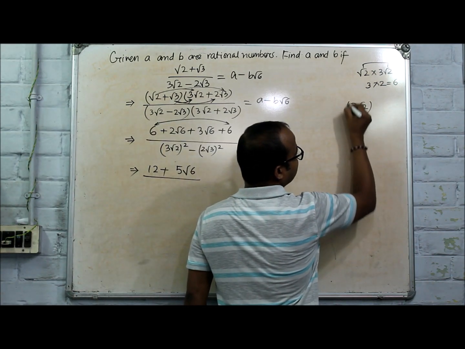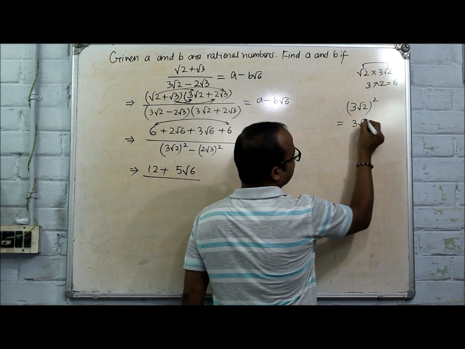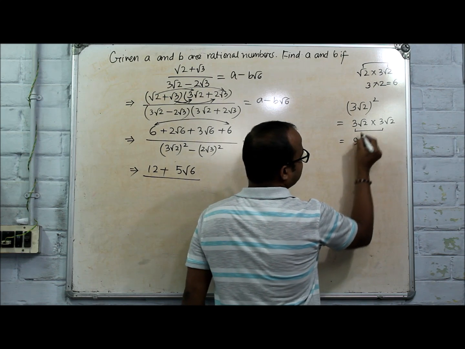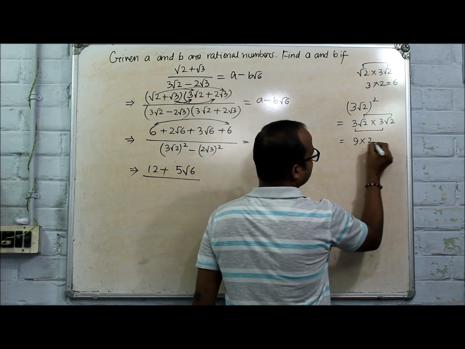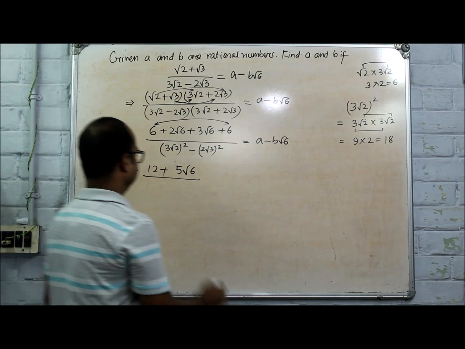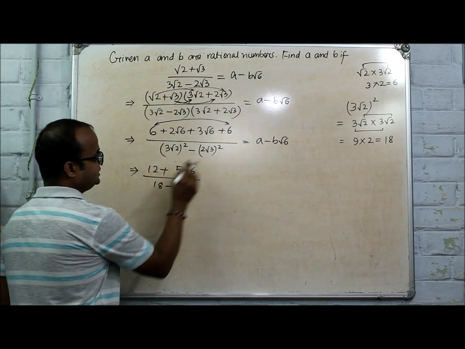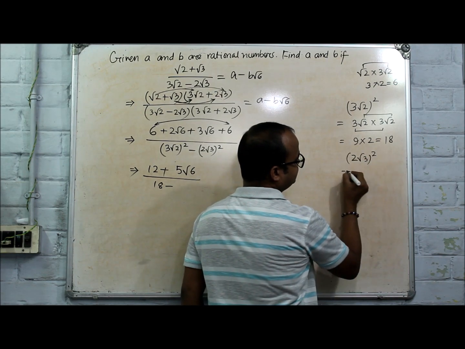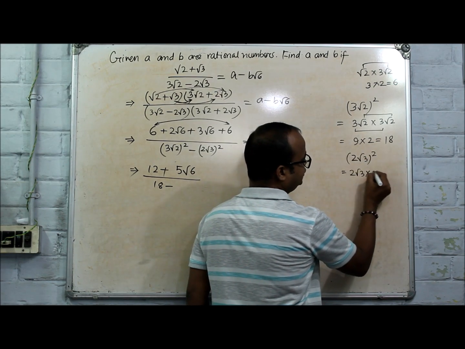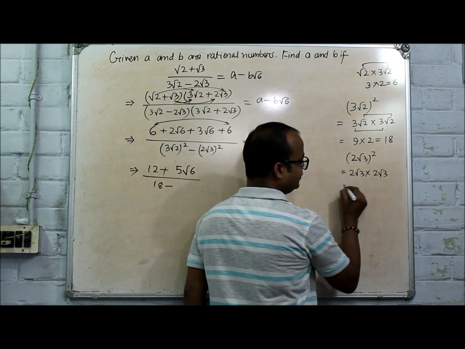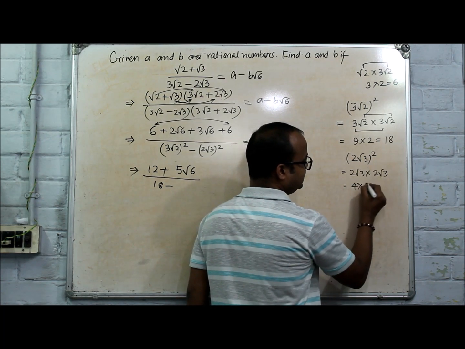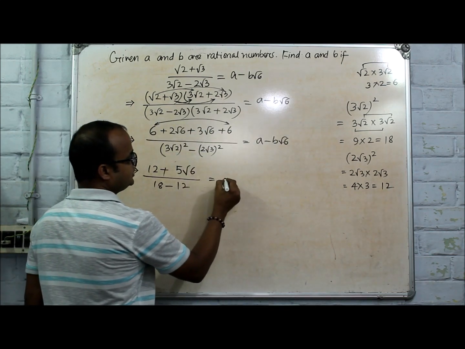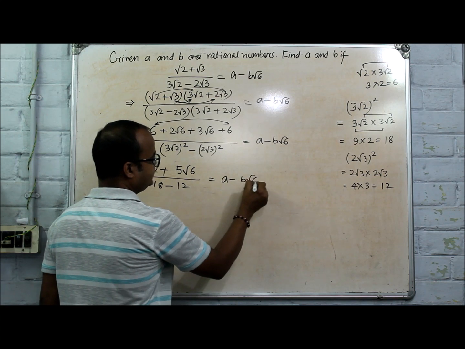3 root 2 square is equal to 3 root 2 into 3 root 2. 3 3s are 9, root 2 into root 2 is 2, 9 2s are 18. So we write 18 minus 2 root 3 square. 2 root 3 square is equal to 2 root 3 into 2 root 3. 2 2s are 4, root 3 into root 3 is 3, 4 3s are 12. It is equal to a minus b root 6.